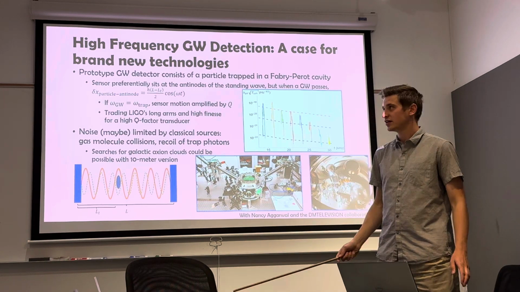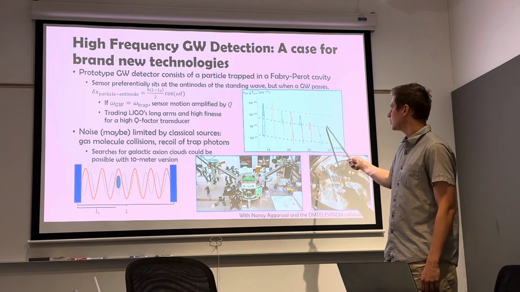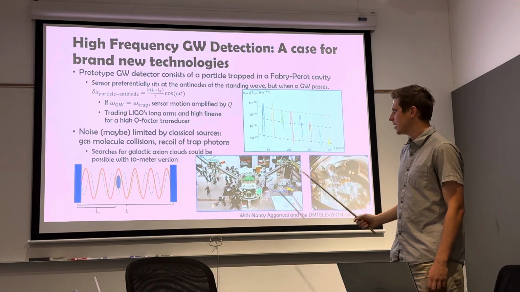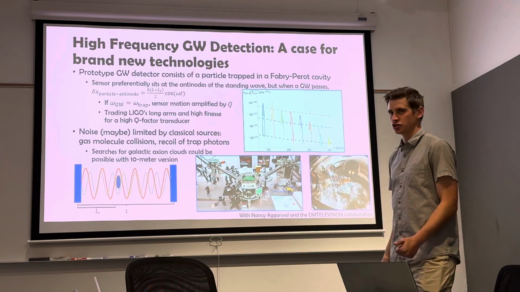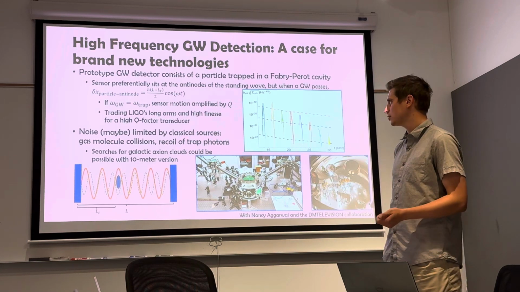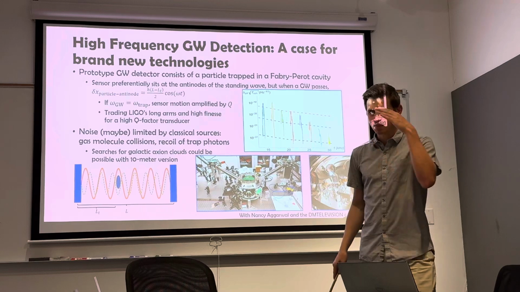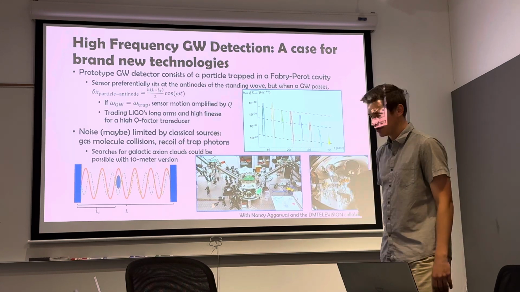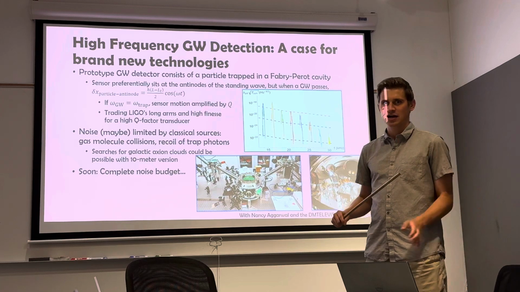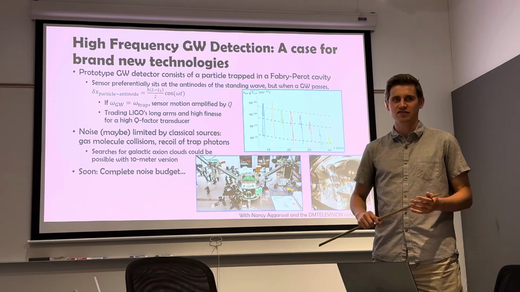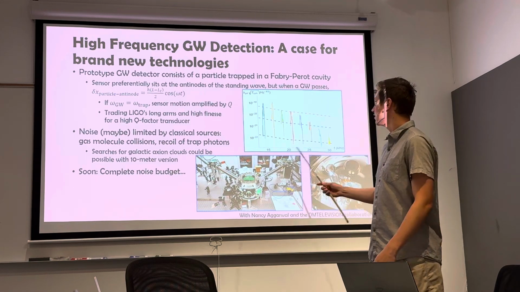and we might be able to get a detectable signal there, which could be very exciting. Now these curves here are based on the assumption that our noise is limited by classical sources, so collisions with the gas molecules in our vacuum chamber, and the recoils of the trapped laser photons that bounce in every different direction. What I'm working on right now is a complete noise budget that actually takes into account all the quantum mechanics in a first principles way, that I'll be updating these with.